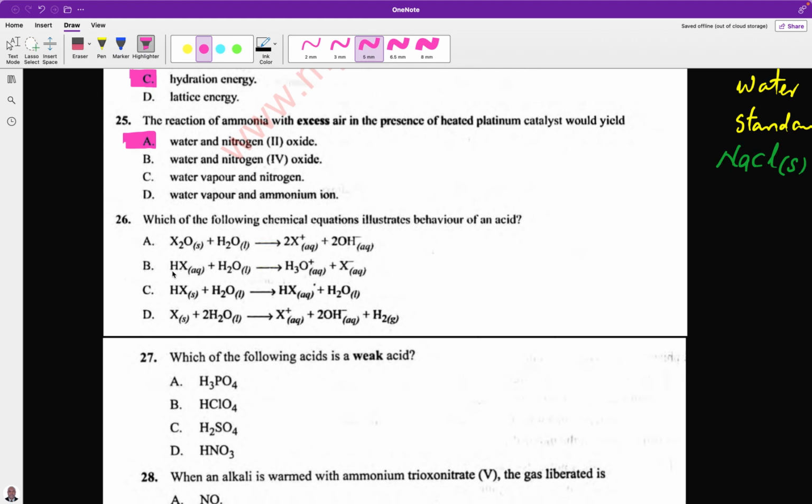HX is going to donate a proton. This proton is going to be accepted by this molecule of water to form the hydronium ion, H3O plus, and the X will now be released. So it is B that is behaving as an acid-base reaction. So it's B. Let's go to question number 27.